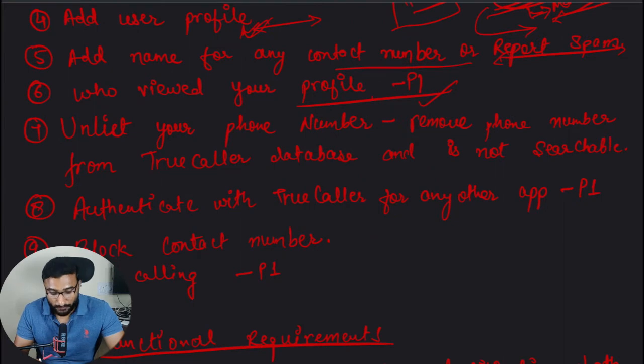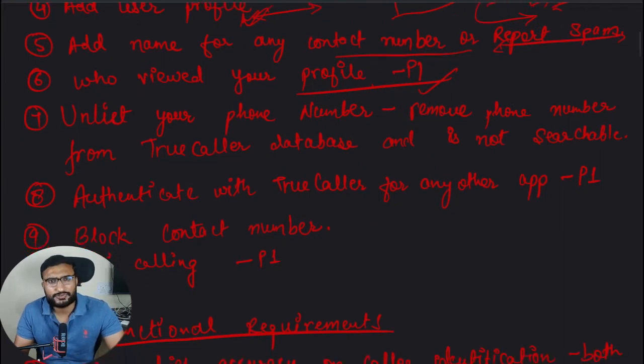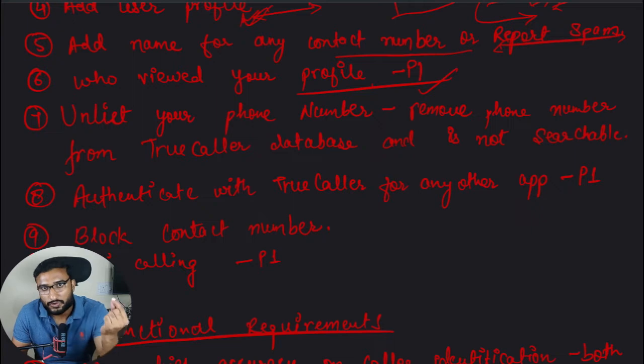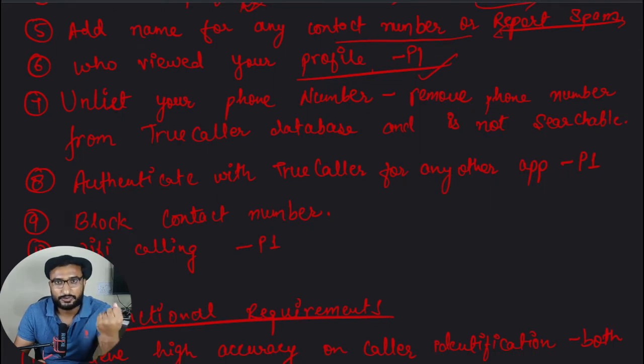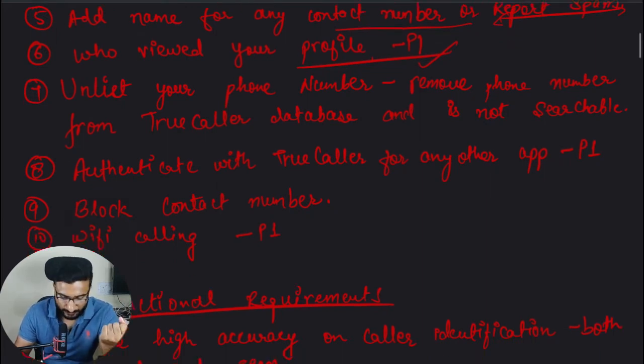The seventh functionality we want to support is unlisting your phone number. So let's say you don't want your number to be searchable in the Truecaller database. How can you do that? Like we mentioned, anyone can suggest your name for that particular associated number, but I don't want my number to be displayed to other users. Basically, I don't want my number to be associated with any name. So you can use the Truecaller API to unlist your number, basically delete that number from the Truecaller database, so that it is not suggested and not searchable by other users.